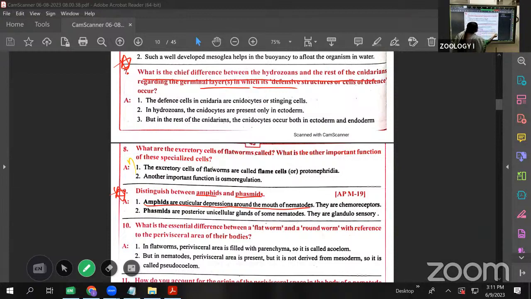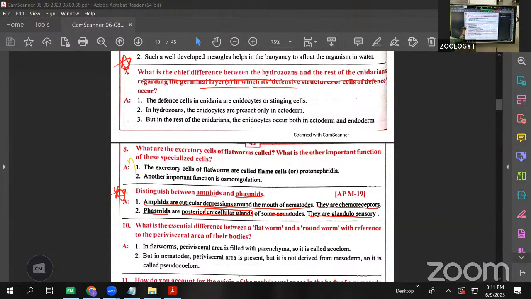They are the chemoreceptors, which means they are for sensation, the sense of smell. They are formed as chemoreceptors. Next are the phasmids. The phasmids are mainly posterior unicellular glands. The amphids are present anteriorly, surrounding the mouth. Phasmids are posterior unicellular glands. Some nematodes have what is called glandulosensory organs. They act as glands. That's why we call them glandulosensory organs.